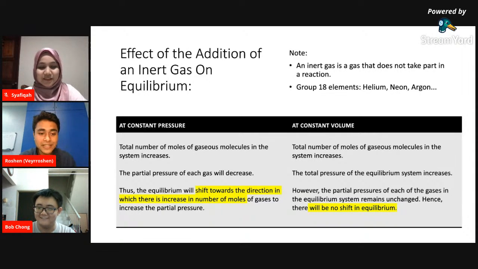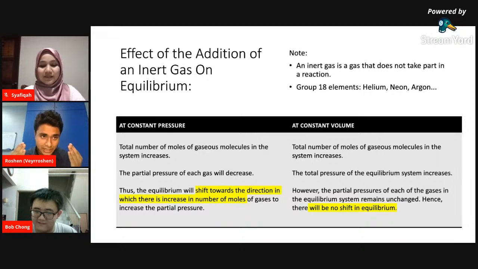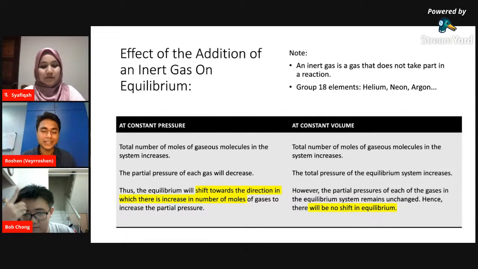So what it will do is, because the number of moles of the gas in total will increase, the partial pressure of each gas will decrease. If you look at the tape slide also, you will know what I'm talking about. But now the partial pressure has decreased, so it's not in balance anymore. And when it comes to equilibrium, everything needs to be in balance. There always needs to be balance.